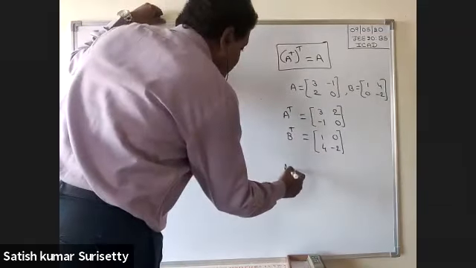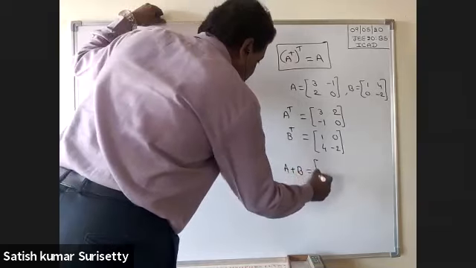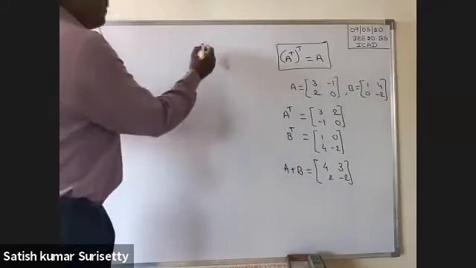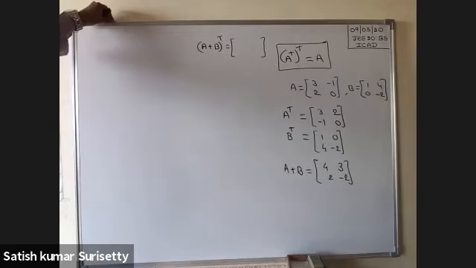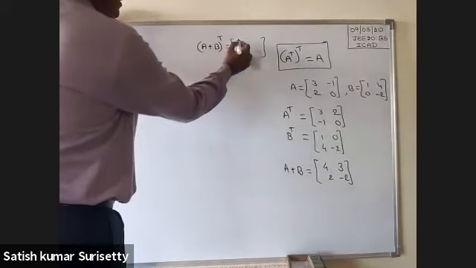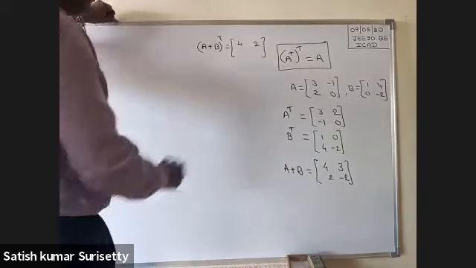Calculate A plus B. A plus B is 4, 3, 2, minus 2. Now calculate A plus B whole transpose. A plus B whole transpose, row wise: 4, 2, 3, minus 2.